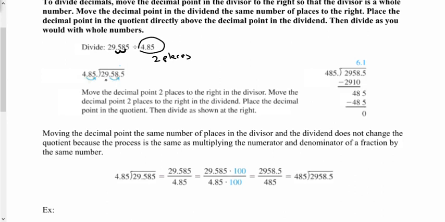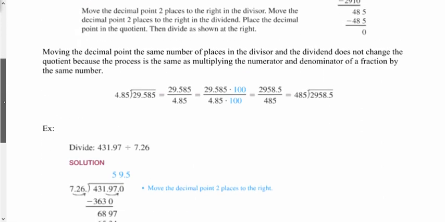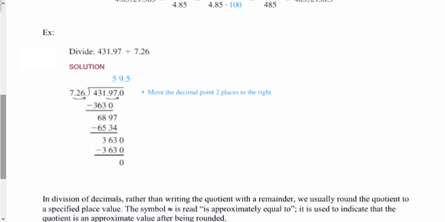That's how we end up getting this 485 on the outside, and on the inside we have 2,958.5. So we saw that we had to move it 2 places, so we moved it 2 places on the inside and the outside. Okay? That's decimal division for you.